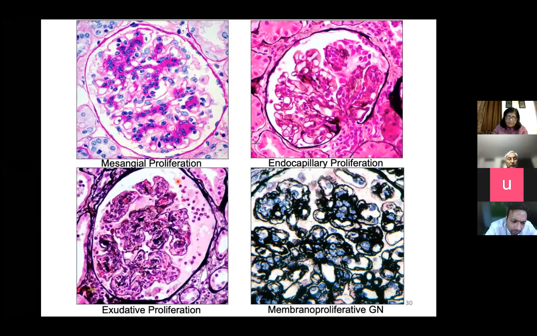And their presence in the Bowman space is an indication that the basement membrane must have ruptured somewhere and they have come as a response, and soon there is going to be a crescent here. Because a crescent always happens whenever there is a break in the basement membrane. So this would be the earliest clue to the presence of an early crescent.